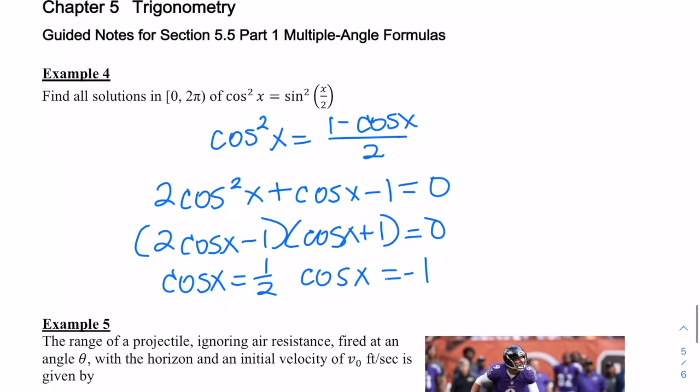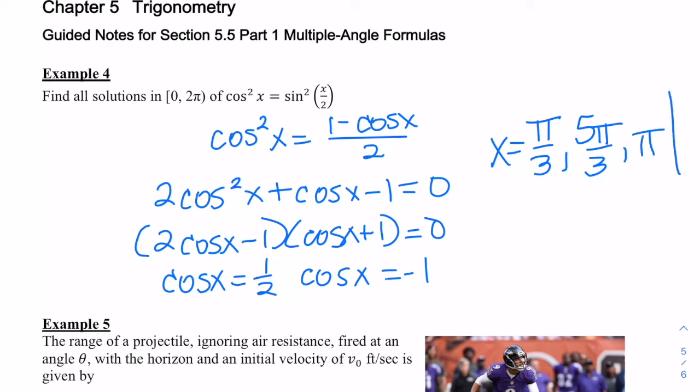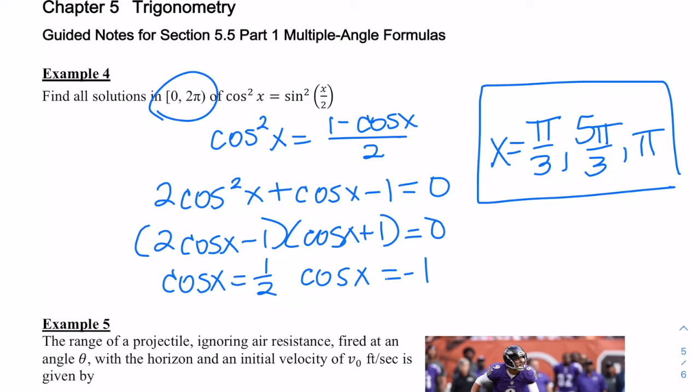And for those solutions, we know that cosine will equal 1/2 at pi over 3 and 5 pi over 3. And the cosine will equal negative 1 at pi. So we have 3 solutions between 0 and 2 pi.